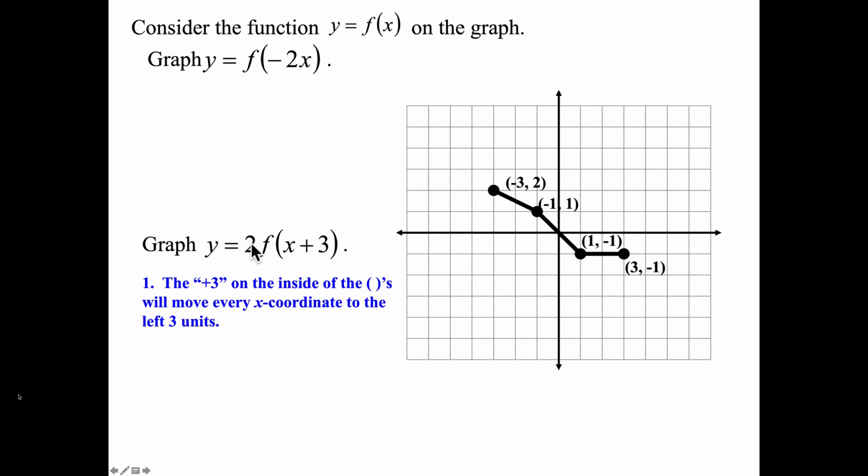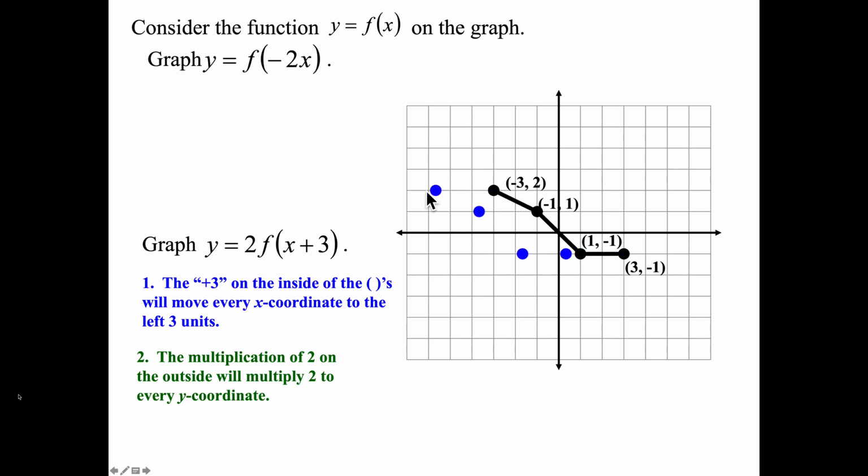And then the 2, once you move these points to the left 3, and you find those new points, you'll take all those y coordinates and multiply them by 2. So let's move our points. So we're going to go 3 to the left. So now this is going to be at negative 6, 2. Negative 1 minus 3 is negative 4. 1 minus 3 is negative 2. And 3 minus 3 is 0, negative 1.